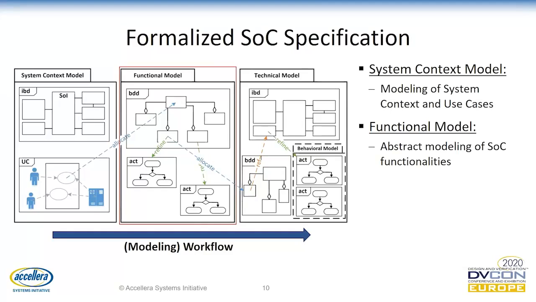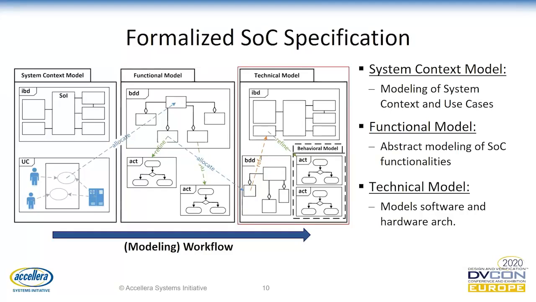And in the last step, more or less, we start with thinking about what modules we need: which functionalities we have to realize with software, which with hardware, and which hardware modules we need. This is realized in the block definition diagram. And additionally, we use the internal block diagram to model our architecture.